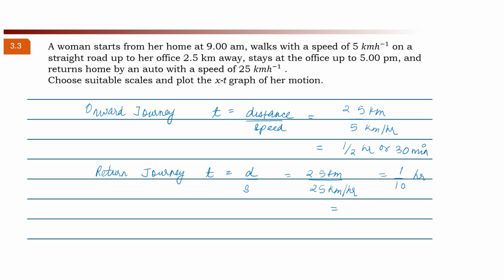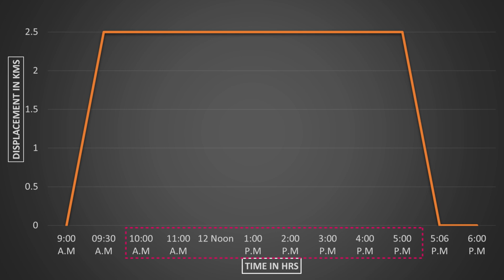Okay, now let us plot a distance time graph with all this information. The question says we have to choose a suitable scale also. So the scale that I prefer to choose is an hour. Each division will be of 1 hour. So 9, 10, 11, and in between you can place 9:30, so that the time at which she reaches her office can be explained in the graph.